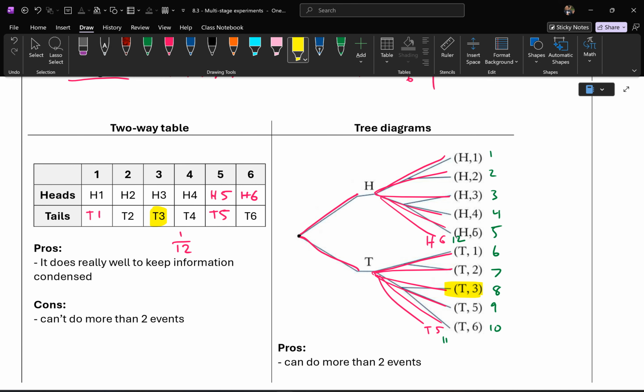This one I was missing the 5, so H6. And this one I was missing T5. So that's why it's 11 and 12 there. Okay. Oh, I'm missing T4. Sorry. Whoops. T4. There we go. Cool. So that's the difference between the two.